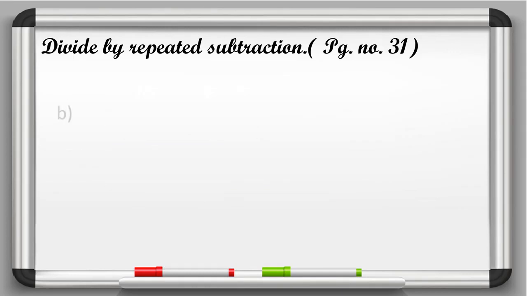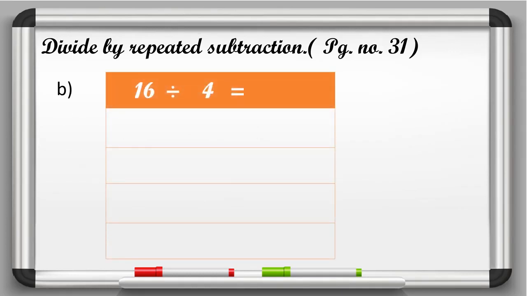Now in B part, it is given 16 divided by 4 is equal to dash. So here beta we have to subtract 4 from 16, because we have to do division by repeated subtraction. So we will write here 16 minus 4. Now we have to keep 16 in our mind and 4 on your fingers.